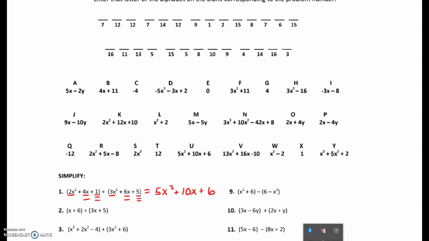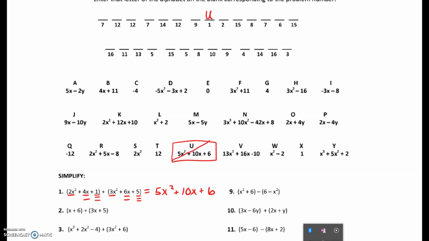This solution that you get should match one of the answers here in the row. And you can see right here it matches letter U. So for number 1, anywhere you see a number 1 at the top of the page, you are going to write the letter U on the line. And I would encourage you to cross these off.